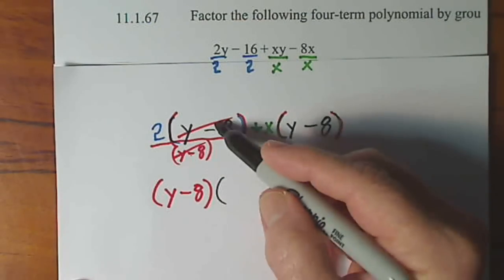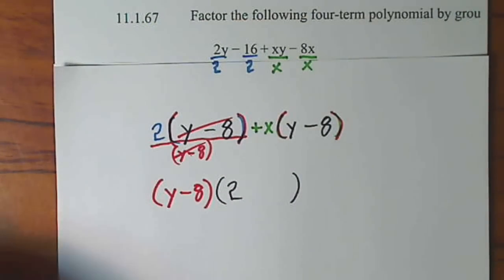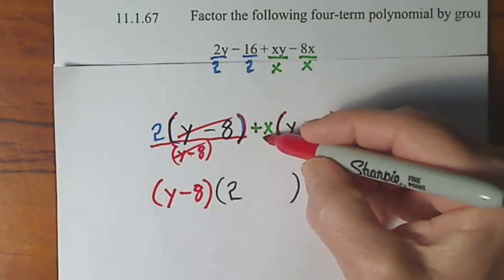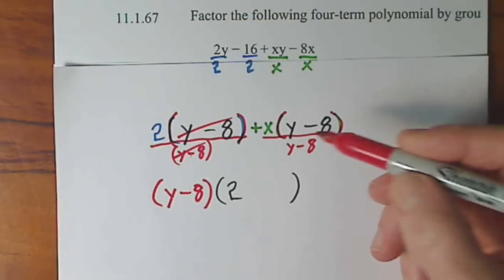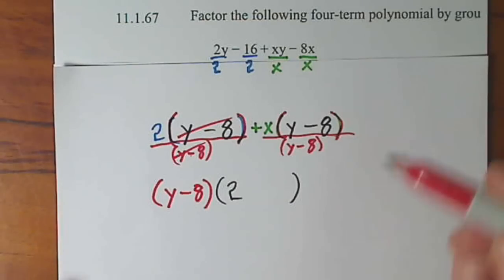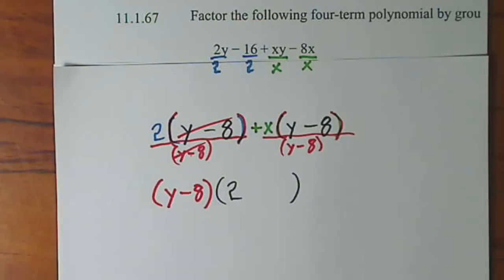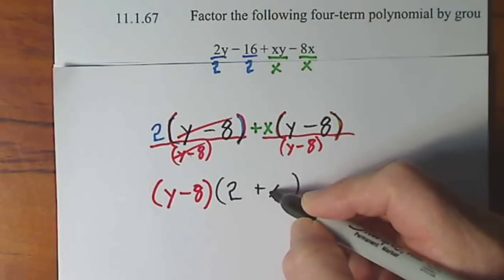So again, when I divide that out, I'm left with a 2. And then over here, when I divide by y minus 8, that's how we say factor. We say factor it out, but we're really dividing it out. And we're left with a plus x.